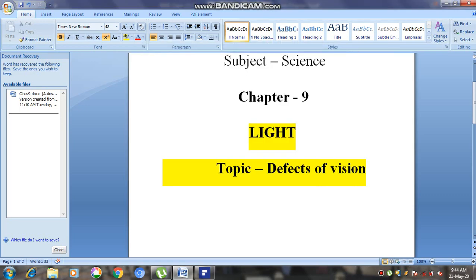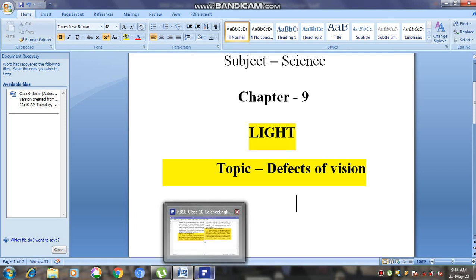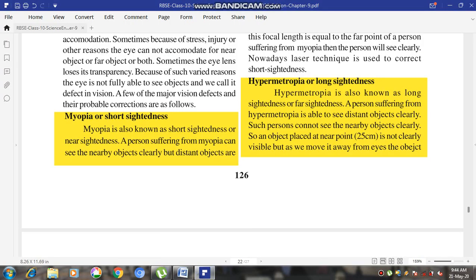In this edition, we will analyze the topic of defects of vision. In ninth class, you encountered different vision defects like presbyopia, myopia, and hypermetropia. So, what is myopia?